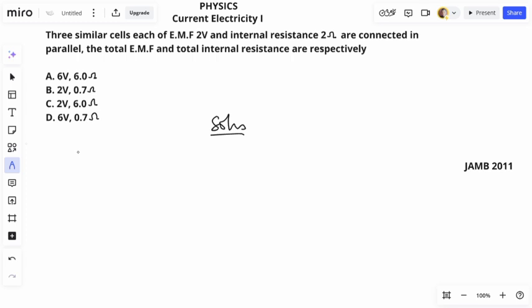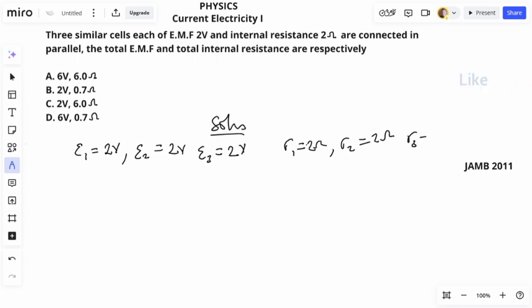So now we have E1, that's cell number 1, 2 volts, cell number 2, 2 volts, cell number 3, 2 volts, and all their internal resistances are 2 ohms, R1, R2, and R3, 2 ohms. So they said they are connected in parallel. So let's do some parallel connection here.